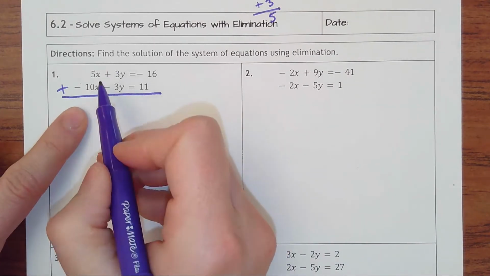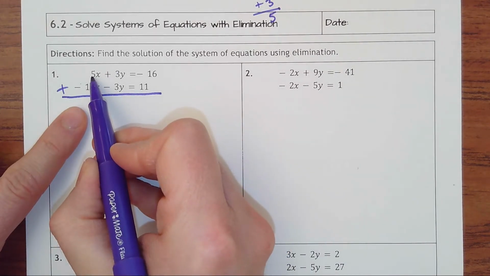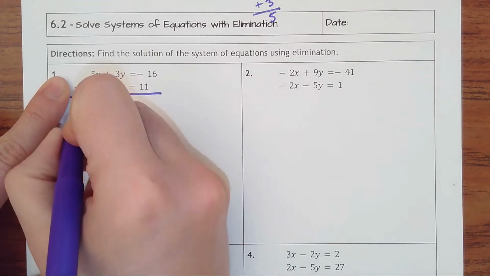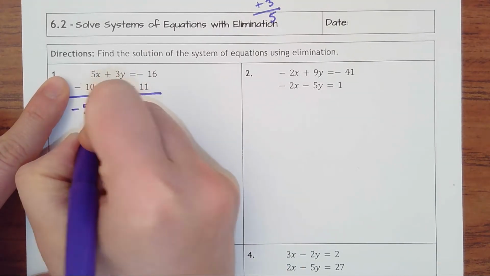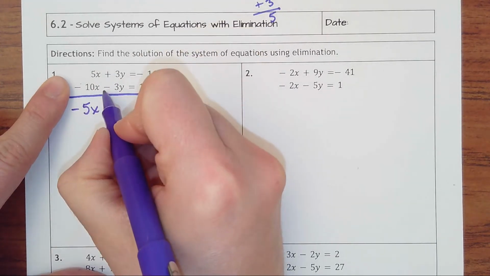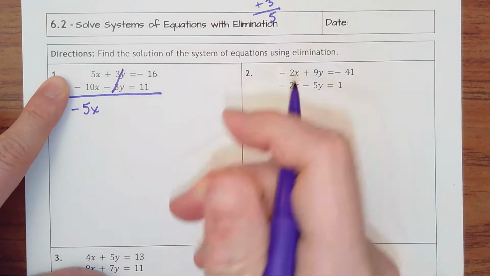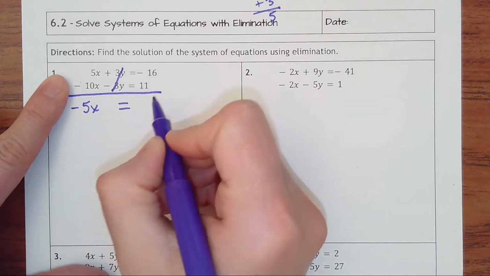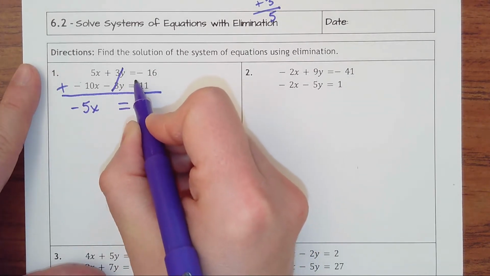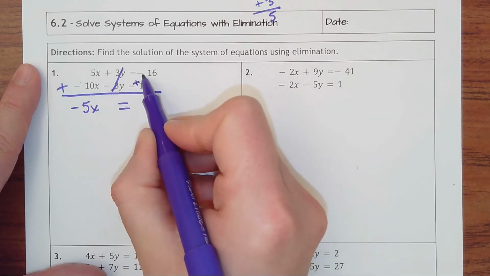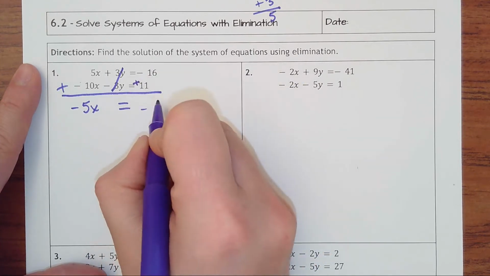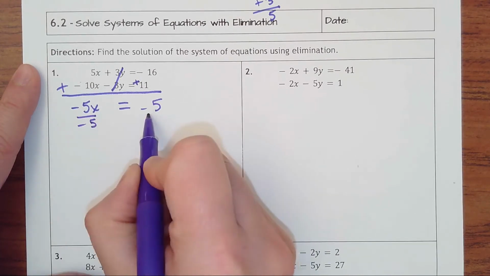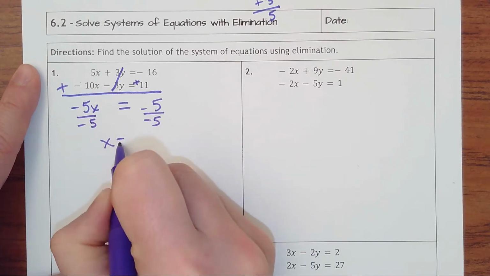That's what we're doing. So if I took 5, and you could say plus negative 10, or I just think 5 minus 10, that would be negative 5x. Positive 3 minus 3, that cancels. That's the whole name of it, is elimination. You want something to eliminate. I bring down my equal sign. Negative 16, and then since this is positive 11, I'm adding it. Negative 16 plus 11 would be negative 5. Then all I'd have to do to solve this equation is divide by negative 5. That means x equals 1.